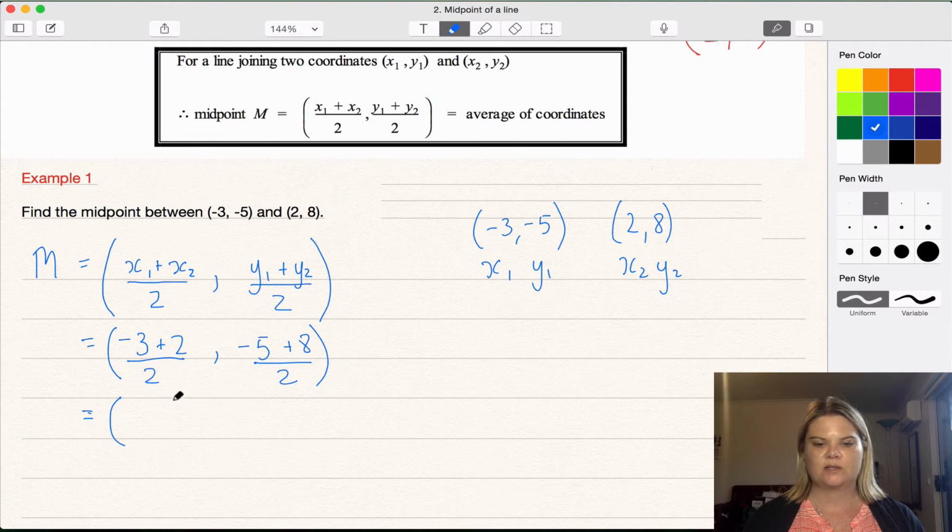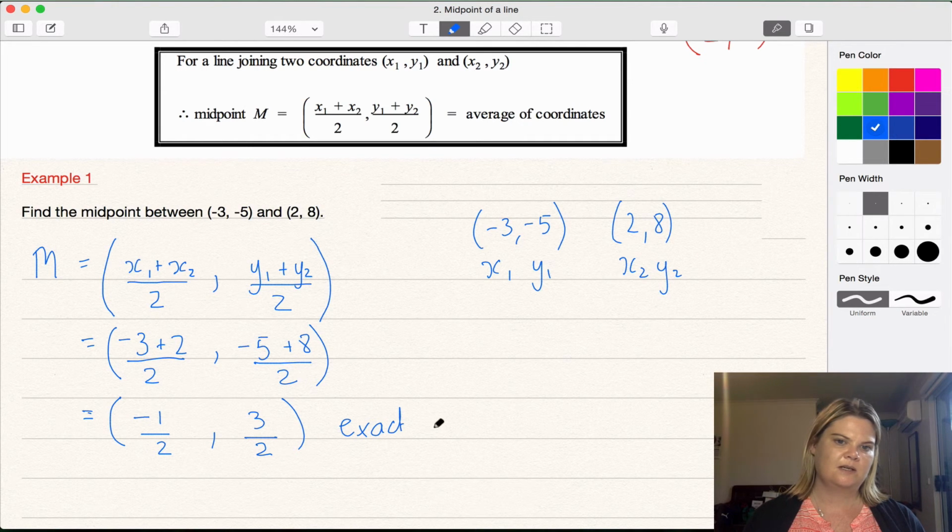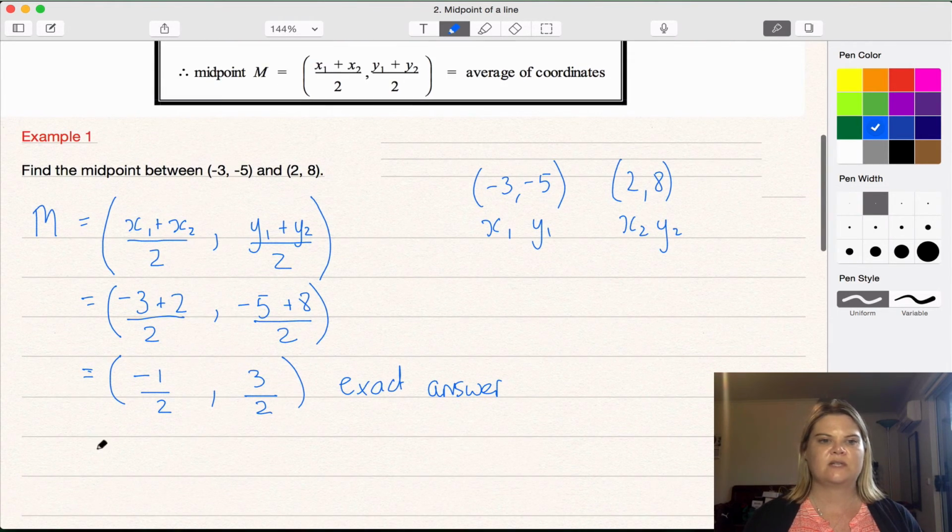-3 plus 2 is -1, -5 plus 8 is +3, and if you are giving an exact answer, these fraction values would be fine, so -1/2, comma, 3 over 2. If you wanted to give a decimal answer, you could convert this to a decimal, -0.5 and 1.5.